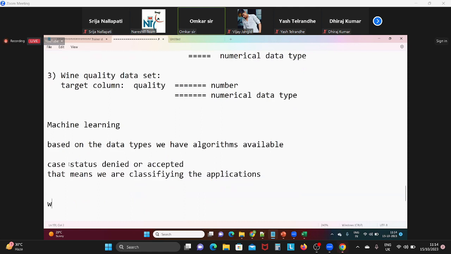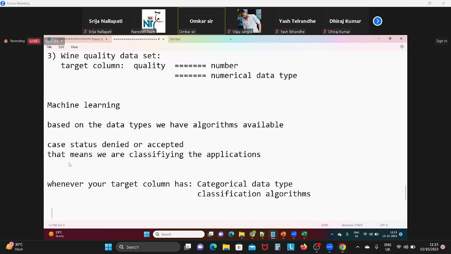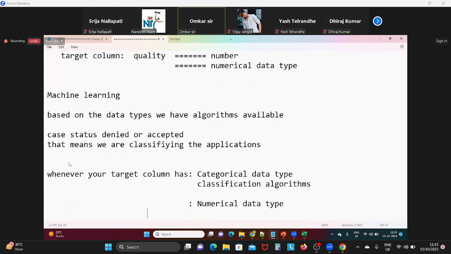So whenever your target column has categorical data type, that algorithm is called a classification algorithm. And whenever your target column has numerical data type, we need to apply the regression algorithm. What is the algorithm? Regression algorithm.